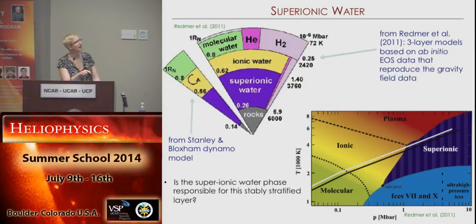But there's this new state known as superionic water, okay? And these are adiabats for Neptune and Uranus, okay? And you notice that deep inside the planets, they get into this superionic layer. What is superionic water, you ask?